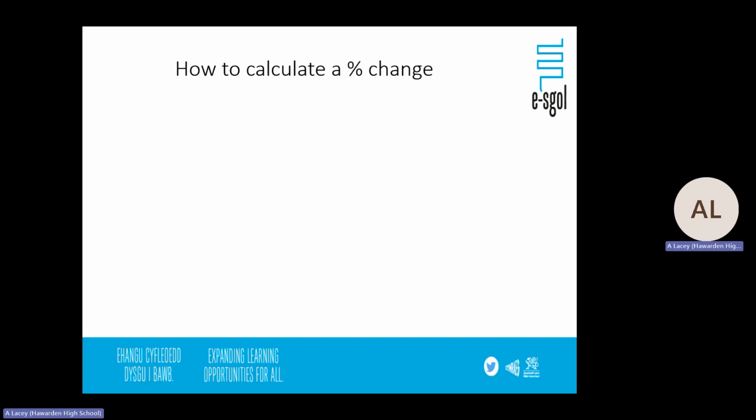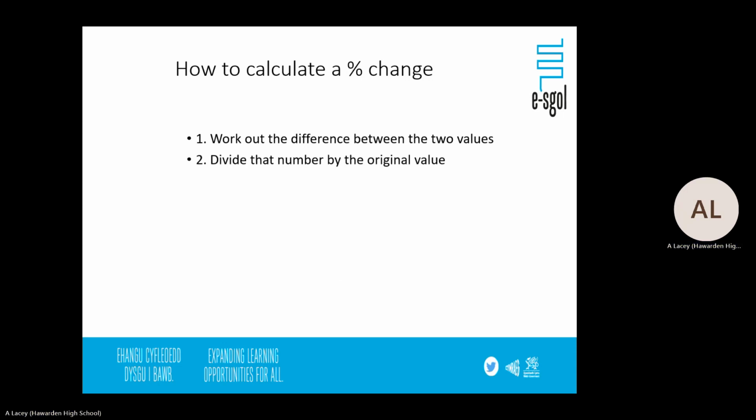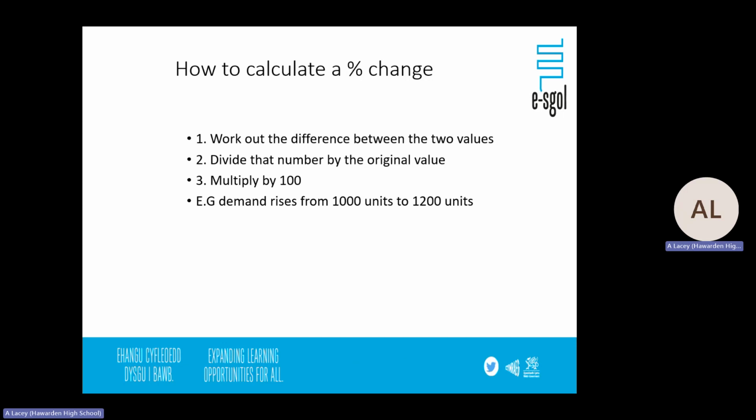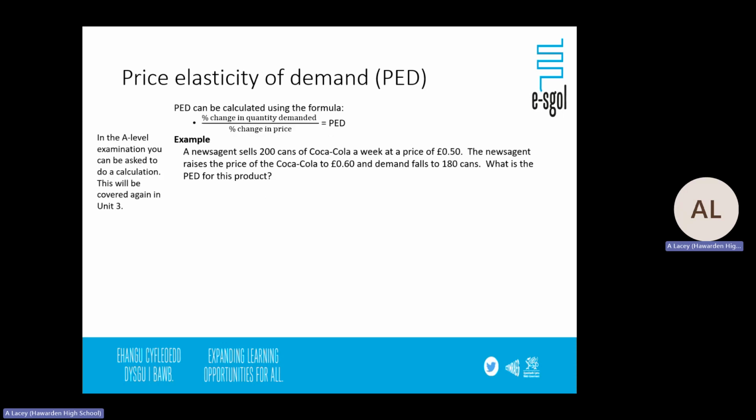Calculate a percentage change. First we work out the difference between your two values, then divide the number by the original value. Then you multiply by 100. For example, if the rise is from 1,000 units to 1,200 units, you take 200 divided by 1,000, which gives you 0.2. Times that by 100, and that gives you a 20% increase.